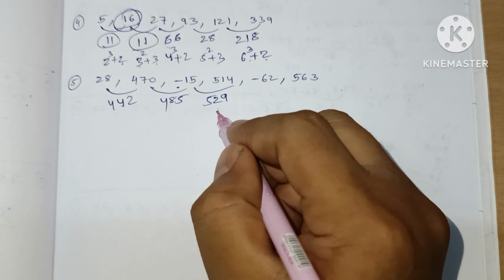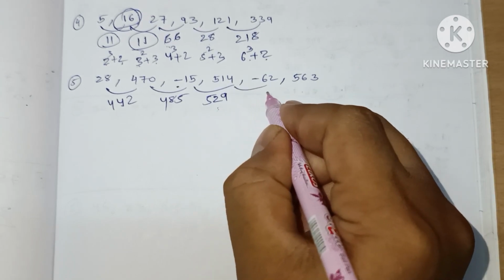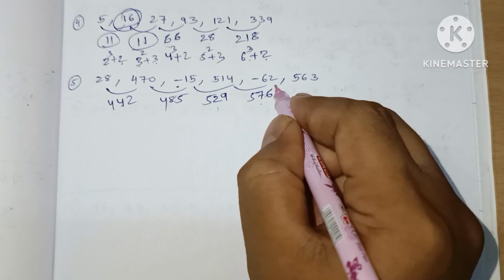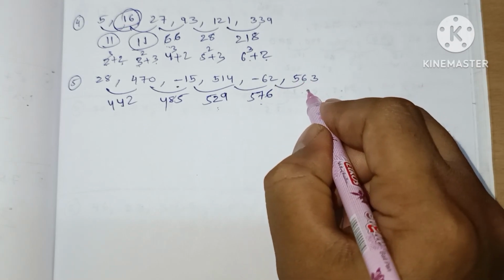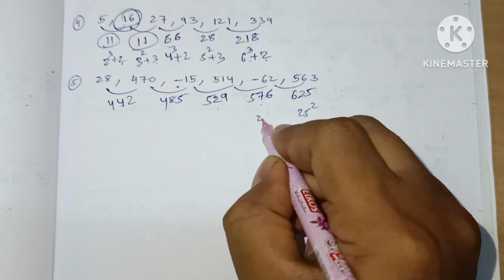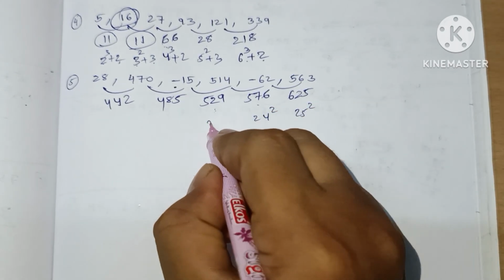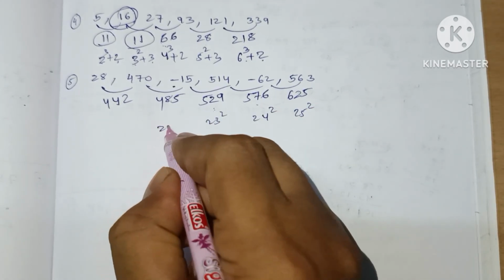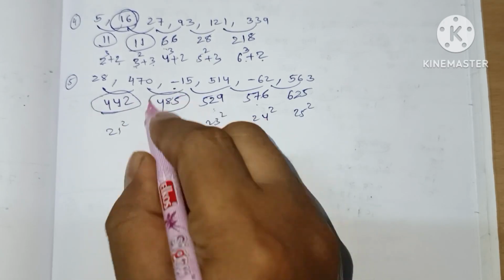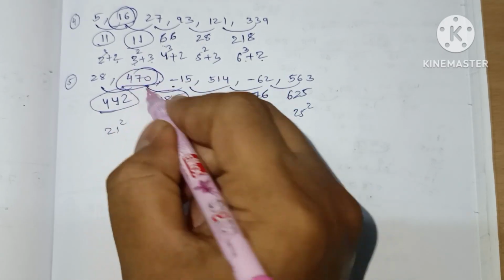I know this number as square number. Here this is 6 7 and 5. It is also square number. Here the difference is 5 2 and 6. It is also square number. 25 square. This is 24 square. This is 23 square. So it must be 22 square and it must be 21 square. These two numbers are wrong numbers. So our wrong number is 470.